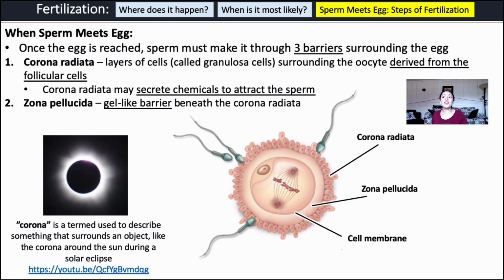The second layer that the sperm have to get through is called the zona pellucida. This is a gel-like barrier beneath the corona radiata. And you can see that right here. And then, of course, it has to make it through the cell membrane. So that's the innermost barrier right here.